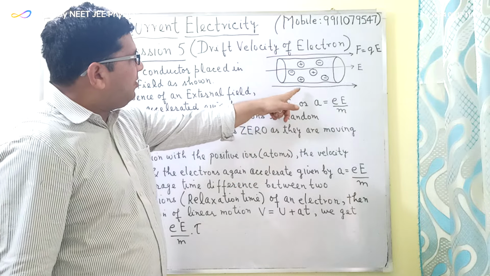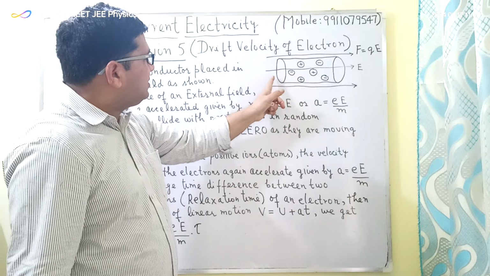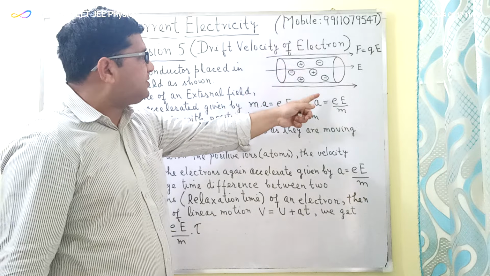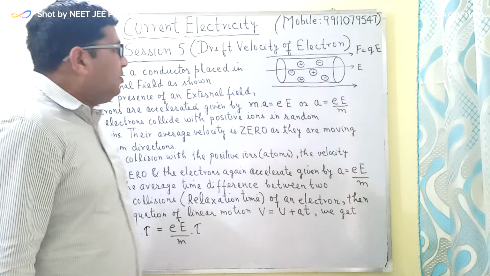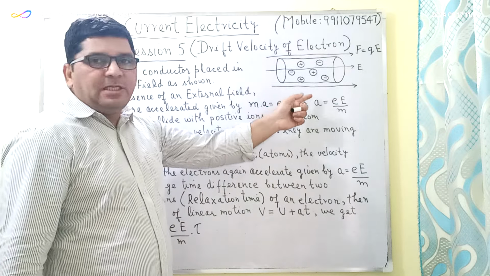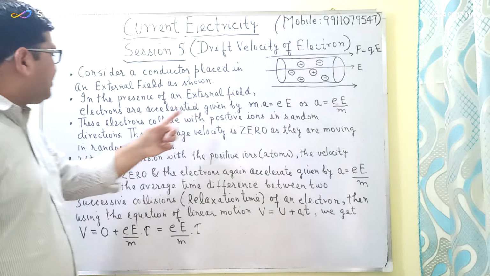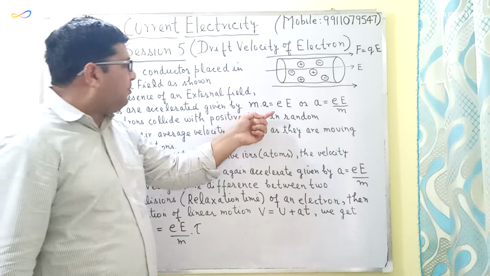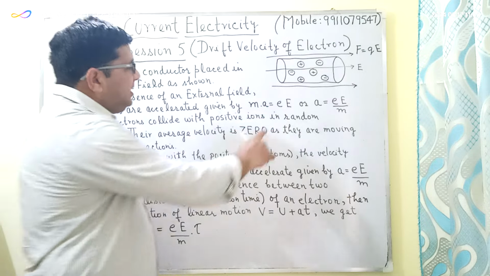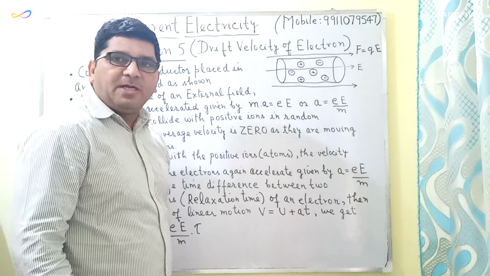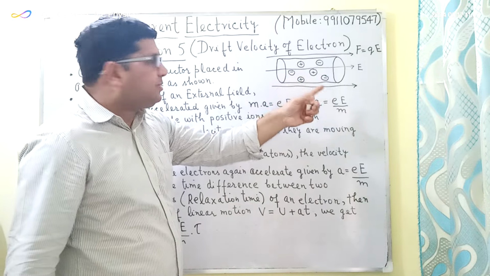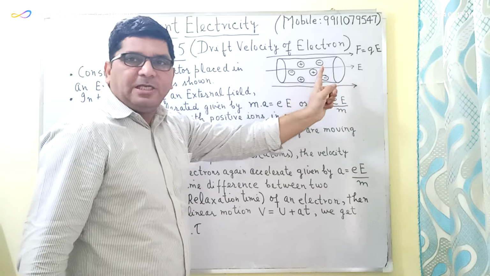Here I have drawn a figure in which this is a small conductor, and this conductor is placed in an external electric field. When a conductor is placed in an external electric field, the electrons are accelerated by this equation, that is m a = e E. Now this eE is the magnitude of the electrostatic force which is exerted on these electrons due to this external electric field.